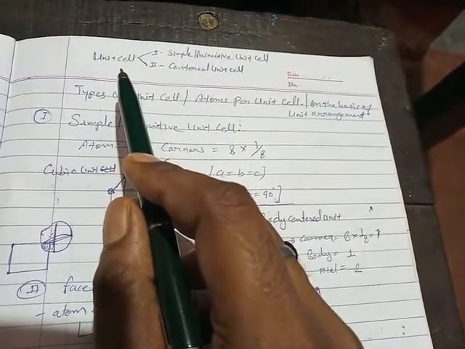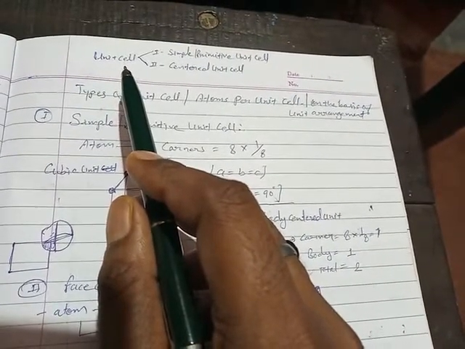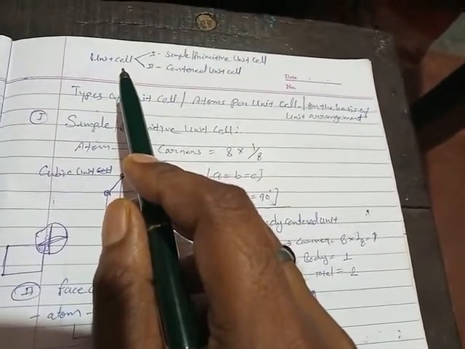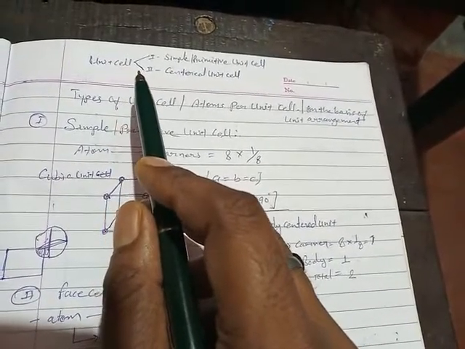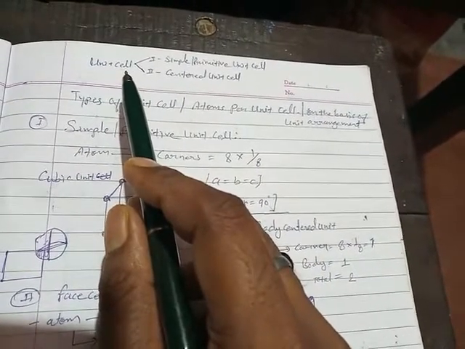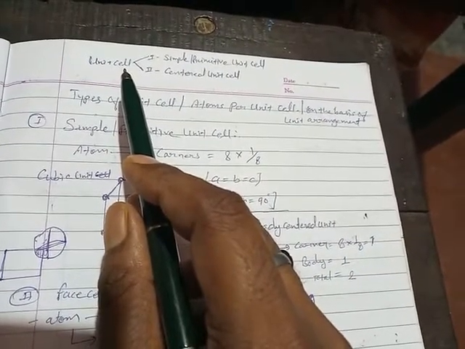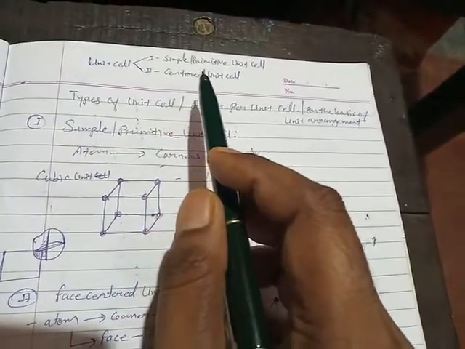By the arrangement of atoms, ions or molecules in a regular pattern, it is called a crystalline solid. So when the crystalline solid is arranged in large form as a unit cell, it will form the crystal lattice.